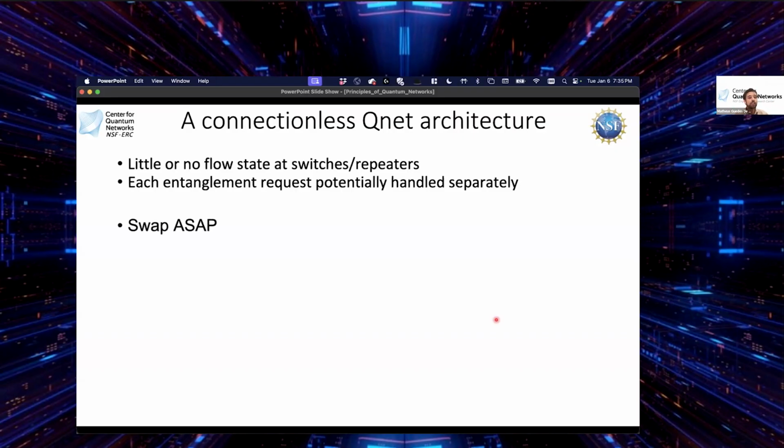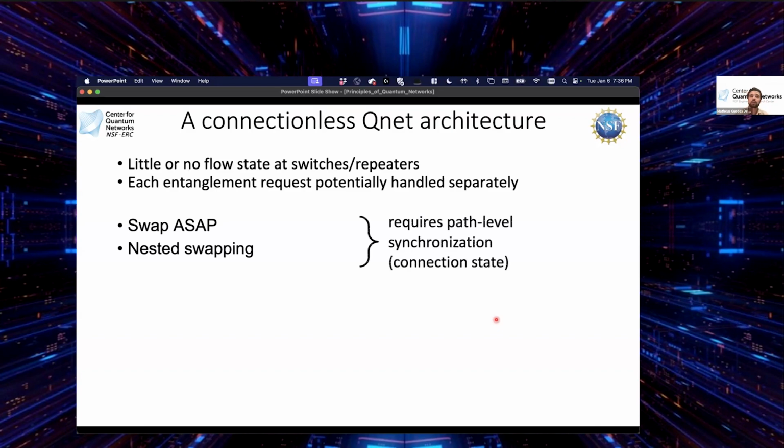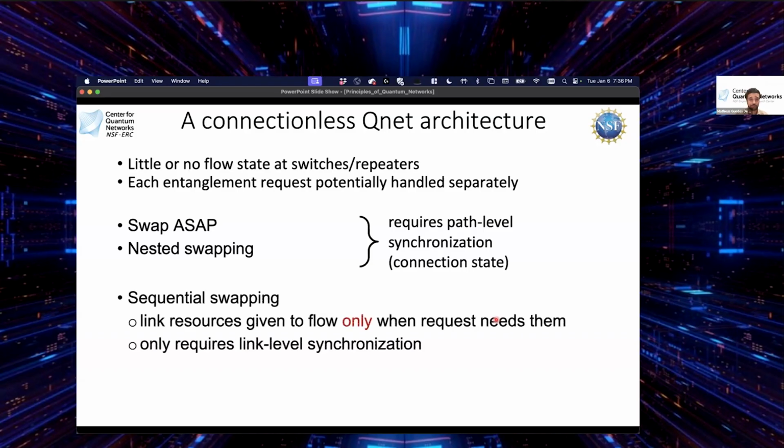And then when we look at two-way architectures, we need entanglement swapping, and we can look at the swapping policies that I showed you before. And in this case, swap ASAP and nested swapping would require additional control to synchronize how you would essentially swap the link level entangled states together. That would pretty much require some state of connection to be maintained by the quantum routers.